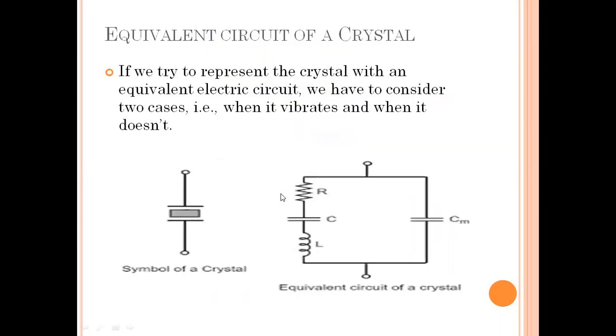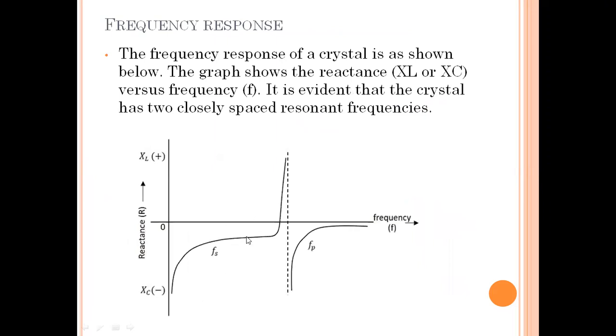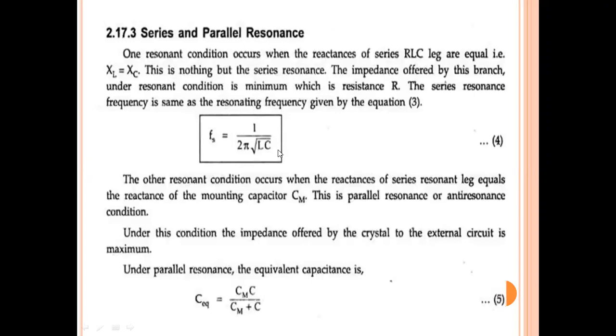Here we are also studying two types of resonant frequencies, Fs and Fp. These frequencies occur when XL equals XC, which gives one frequency, and when the reactance of L series is equal to the reactance of Cm, we get the other frequency. These are the mathematical expressions: Fs is 1 by 2 pi root L C, the series resonant frequency. Fp is 1 by 2 pi root L into C equivalent.